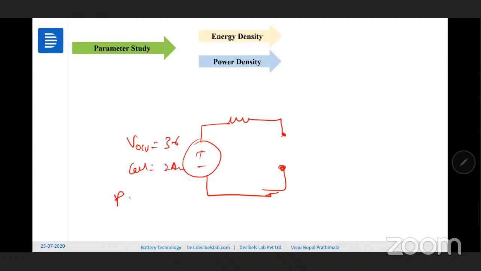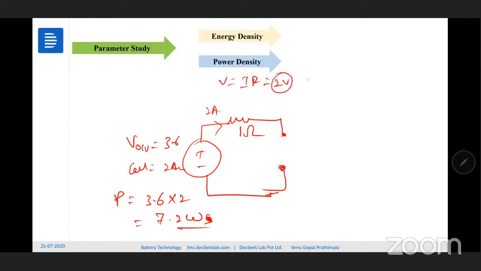So the power here is 3.6 into 2, that is 7.2 watts. Okay. Sorry, it is watt. But there is a resistor over here. It is a 1 ohm resistor. And let's assume that 2 amp of current is passing. Because of this 2 amps of current passing, there will be some voltage drop across here. So, V equal to IR. So it will be 2 volts of drop.